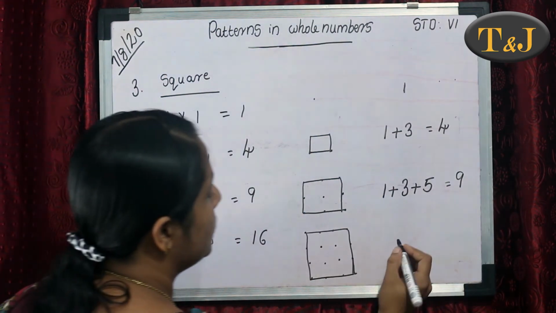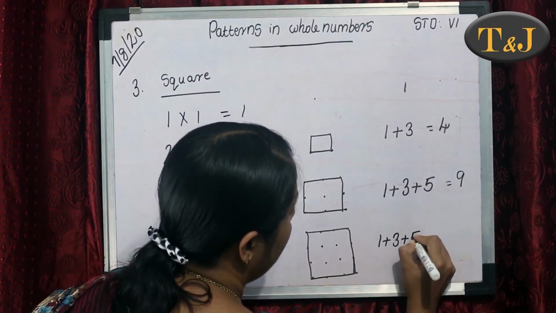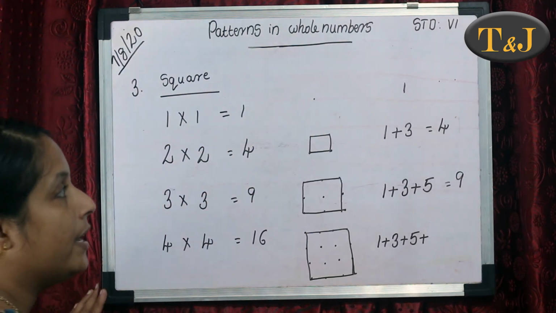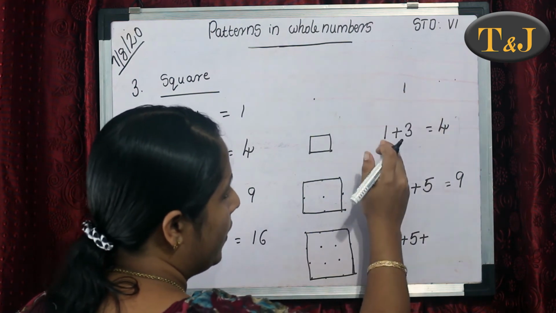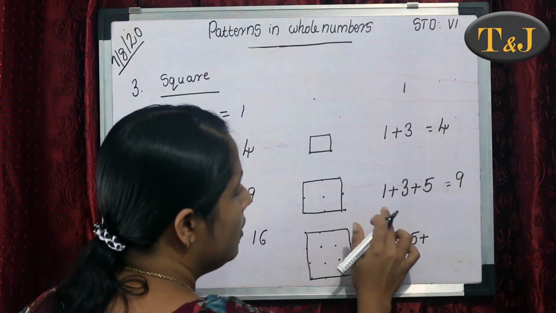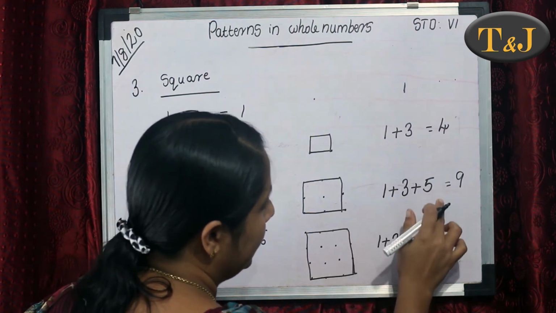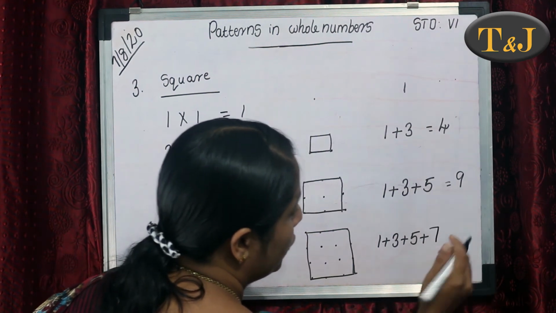Next number is 16. So our pattern is 1 plus 3 plus 5 plus... Any idea? Next number? Yes, these are all odd numbers. 1 is an odd number. Then 1, 3, the second odd number. 1, 3, 5: first odd number, second odd number, then third odd number. Here, yes, it is the fourth odd number. The fourth odd number is 7.